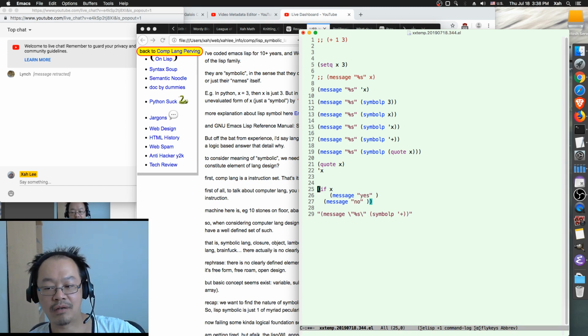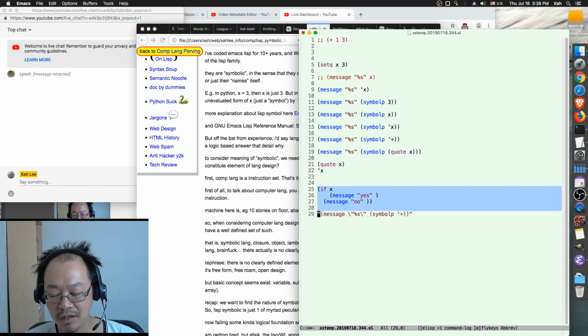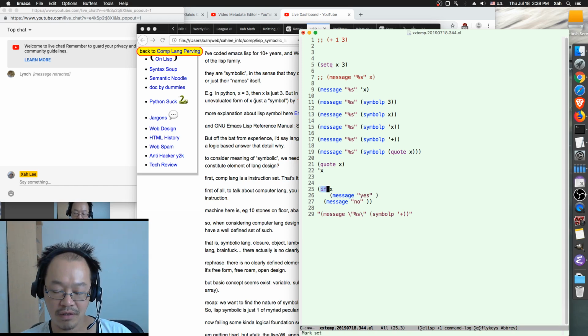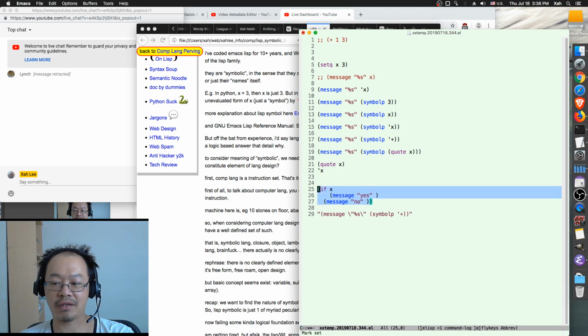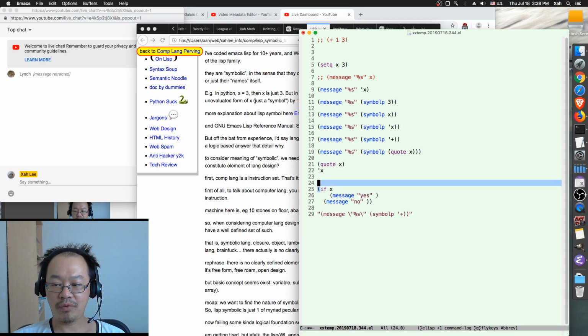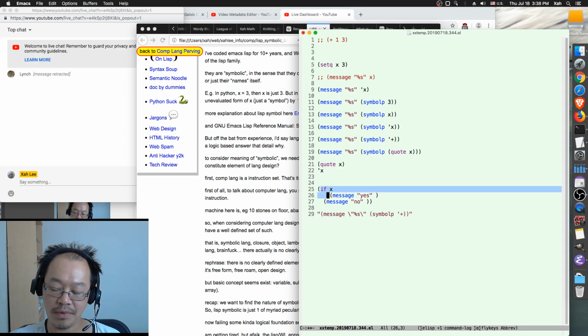Let's say we have an if expression. If x is true, then print yes, otherwise print no. Now, if is like a function, because the beginning of a parenthesis is a function. So if it's a function, typically a function will evaluate the first argument.